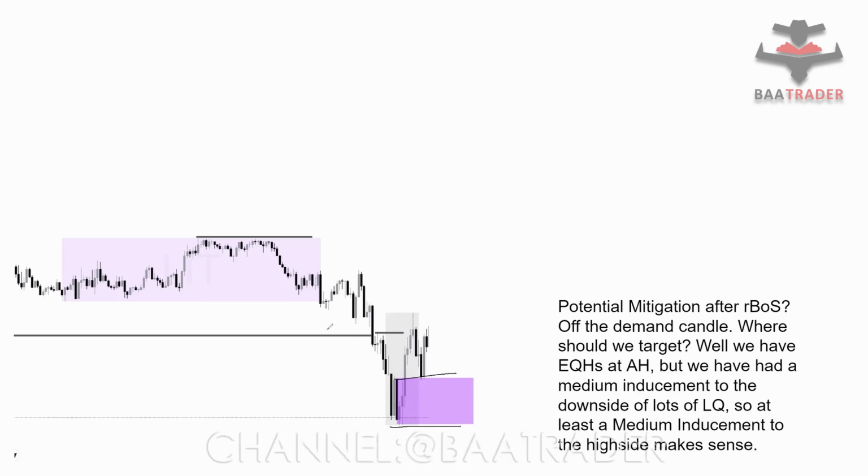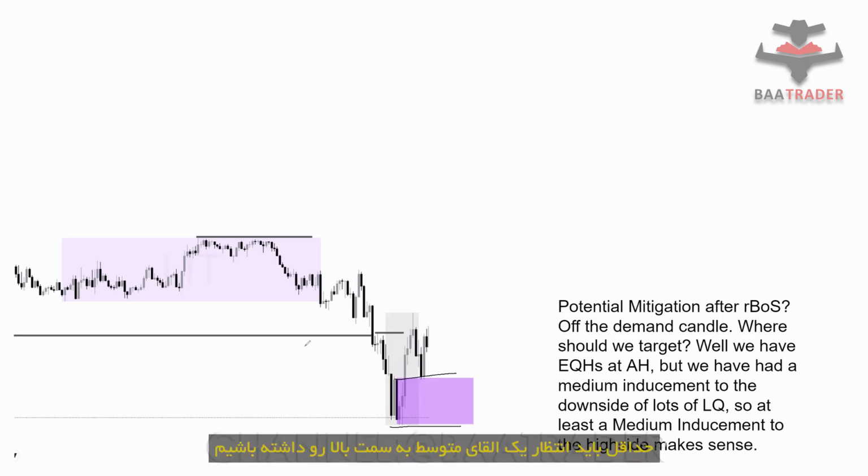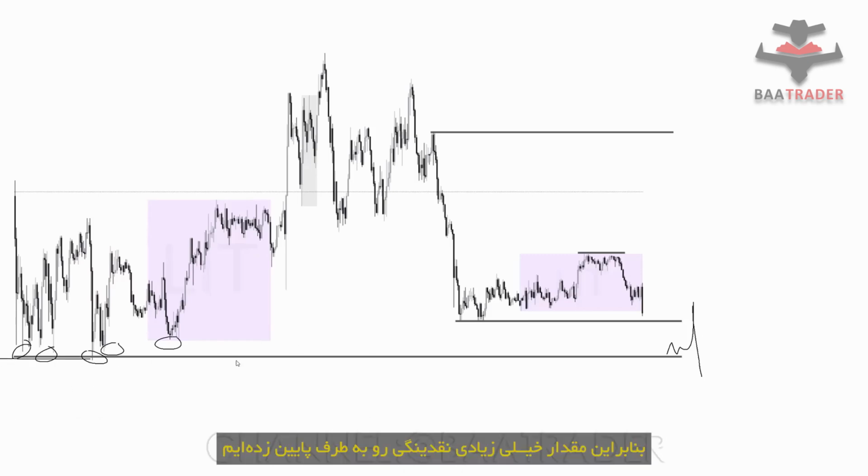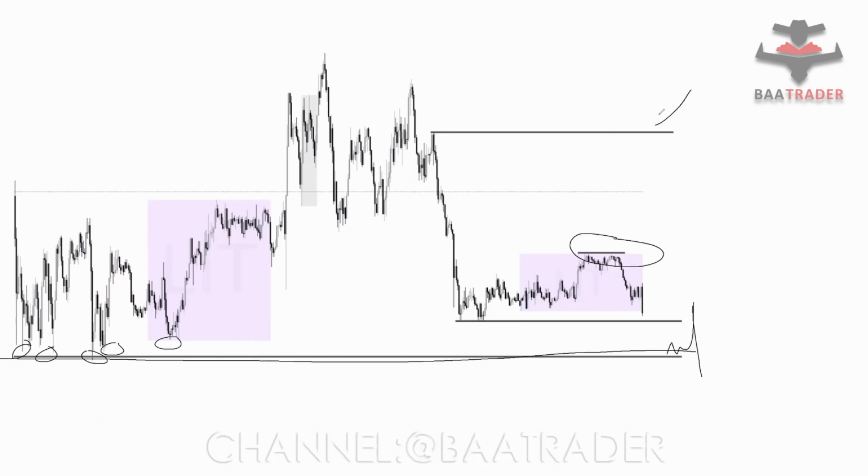Where should we target? Well, we have equal highs at Asia high, but obviously we've had overall a medium inducement. So we should expect at least a medium inducement to the high side. Consider if we just go back a little bit. Look, we have taken out all of these. We even faked the reaction here, and then obviously came down and took it. So we have taken so much liquidity to the downside. So Asia high isn't really a logical target. At least the first medium inducement zone would be a much more suitable target.